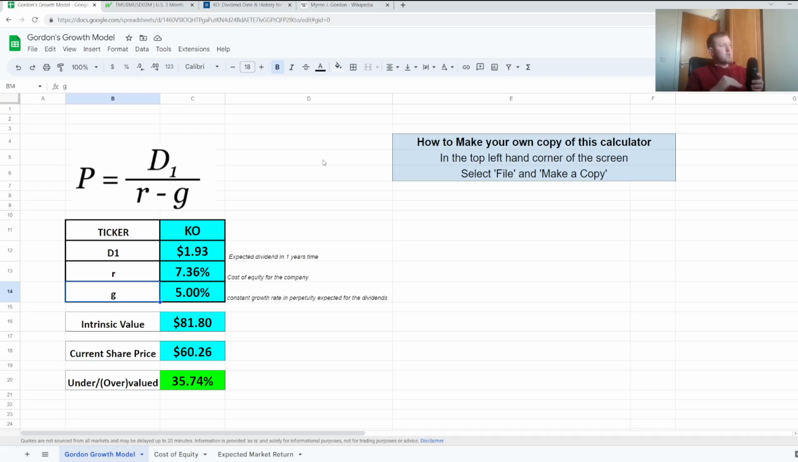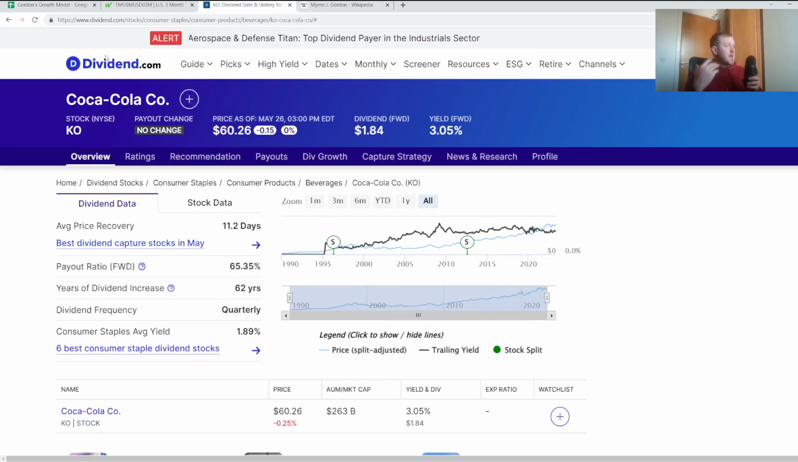If the company you are looking at hasn't had a steady long-term growth in its dividends over the past, say, 10 or 20 years, then maybe this is not a valuation model that is suitable for this company whatsoever. Again, Dividend.com is a good place to go and check this. So as we can see here, Coca-Cola has 62 years of dividend increases. So they are really committed to constantly increasing their returns to their shareholders in the form of dividends.